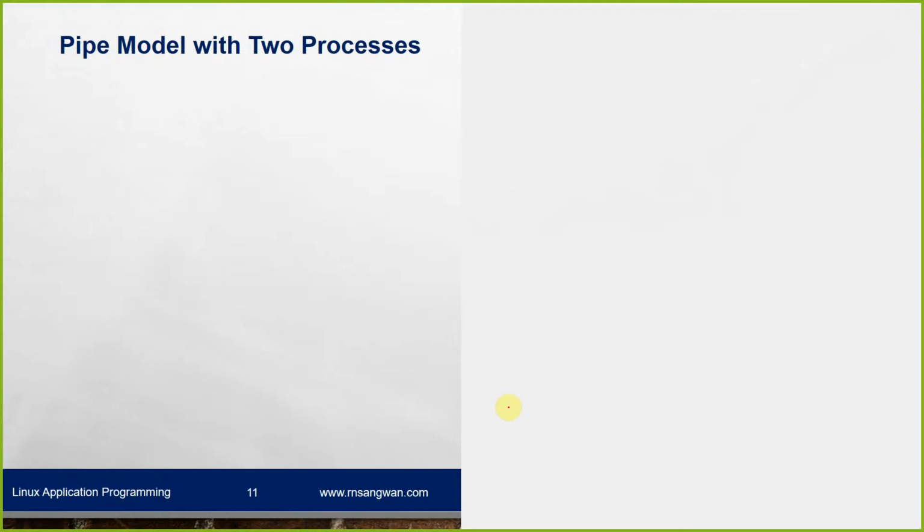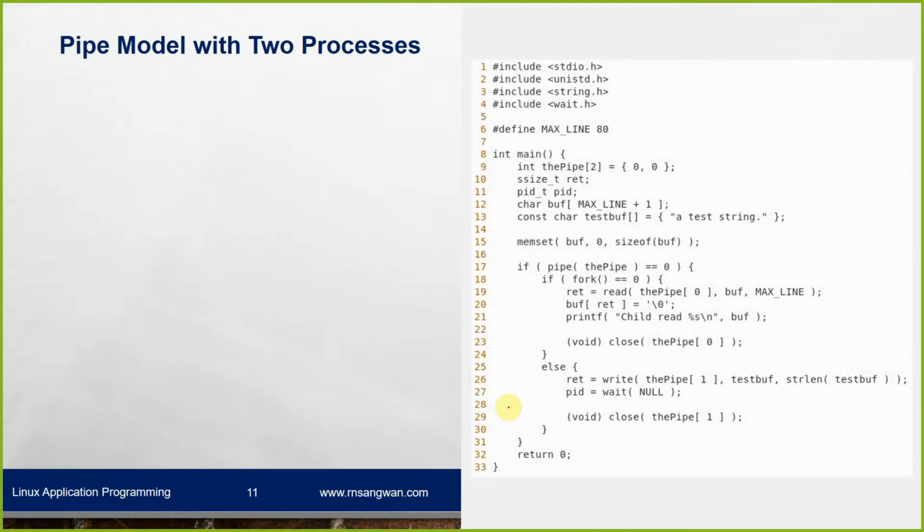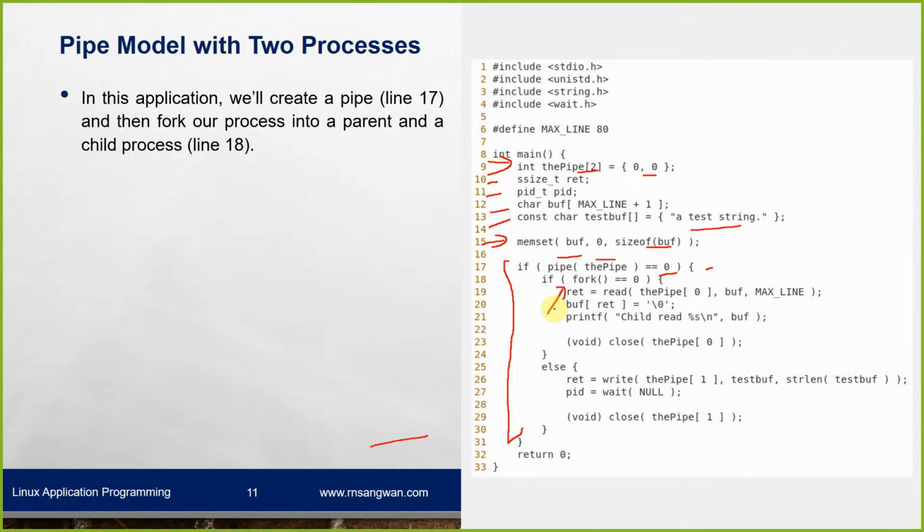Pipe model with 2 processes. Now this is an example where we are creating a pipe: integer, the pipe, 2 values, the size, pipe, character buffer, constant character size, a test string, and then memset, size of the buffer, setting of the memory, and this is the pipe function implemented here. If the pipe is equal to 0, that means if it is opened successfully, then we are forking another process. We are making a fork call to create another process. That is an important call here.